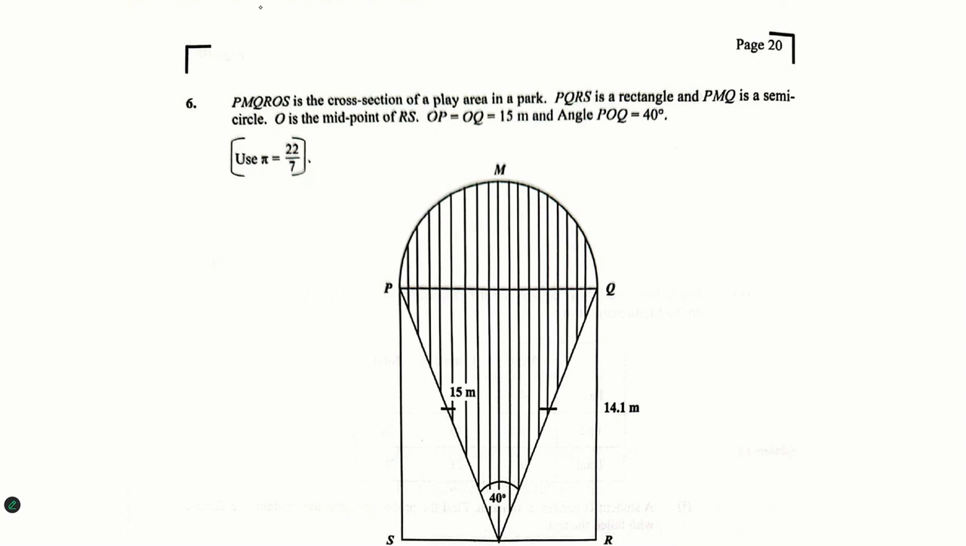Right, so what we're going to do is the May/June 2025 paper. They said PMQROS is a cross section of the area of a play park. PQRS is a rectangle and PMQ is a semicircle. O is the midpoint of RS. OP is equal to OQ, which equals 15 meters, and the angle POQ is 40 degrees. And they said pi is 22 over 7.